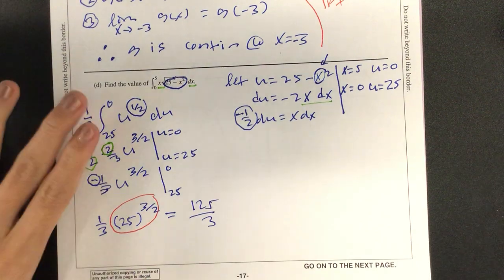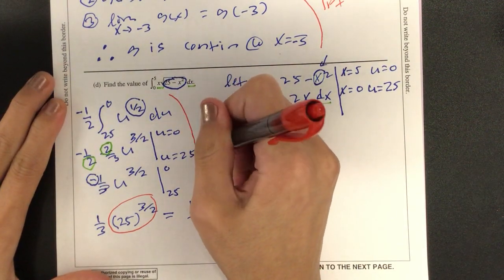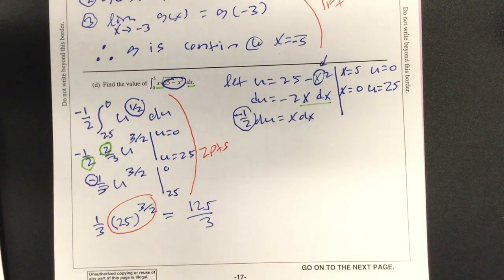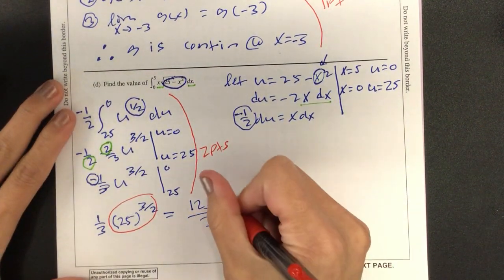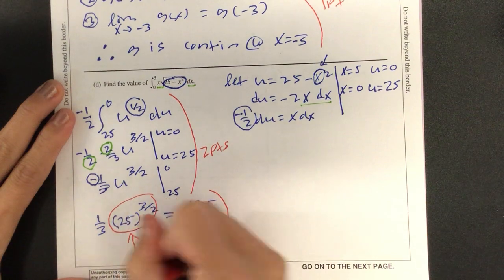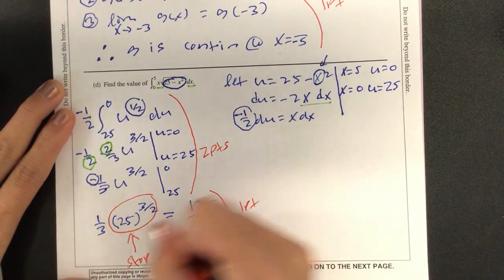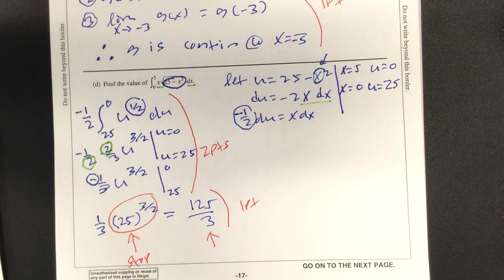Okay, let's see where the point system is. Using the u substitution and plugging everything correctly, that's 2 points. That's really fair, 2 points. And then your final answer, whether you stop here or here, I would stop right here though. It's going to give you another point. So let's make sure: 2, 3, 4, 5, 6, 7, 8, 9.